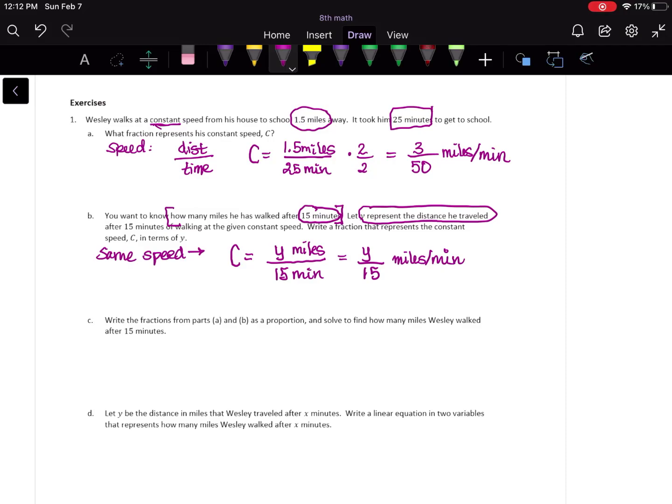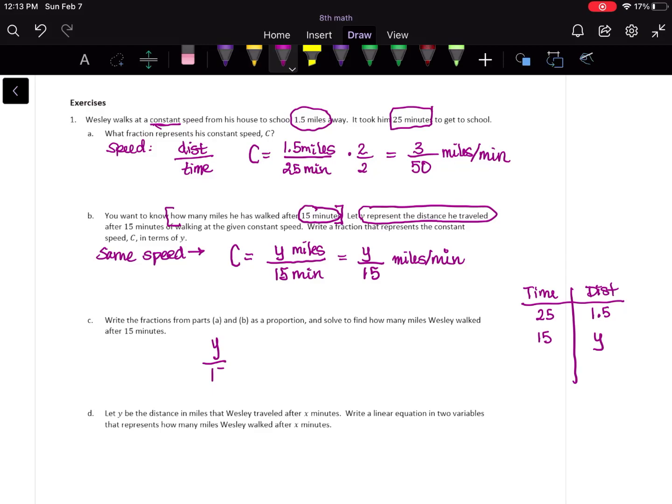In the next part, we're going to take this information together to set up a proportion to solve and find out how many miles Wesley walked after 15 minutes. To do this, we might set up a table like we have in the past, where we have time versus distance and record the information that we know. We know that in 25 minutes, Wesley could walk 1.5 miles at this constant rate, and that in 15 minutes, we are using the letter y to represent the distance he could walk.